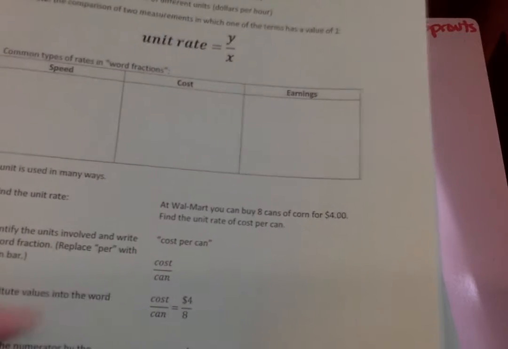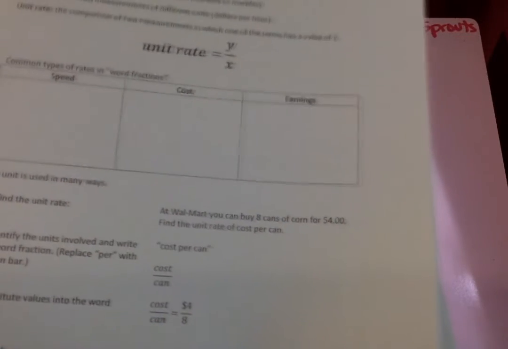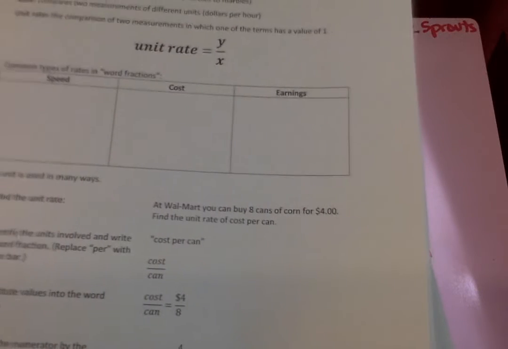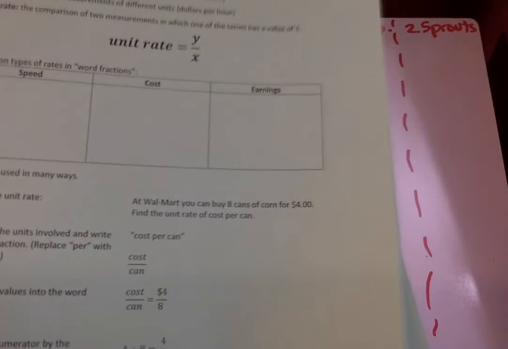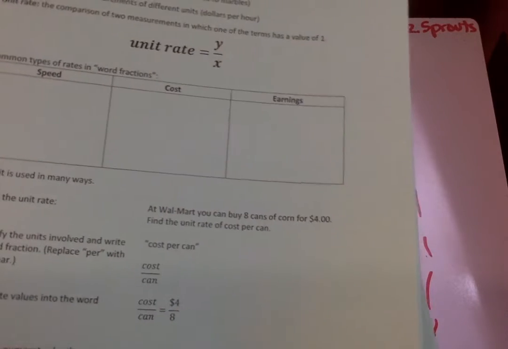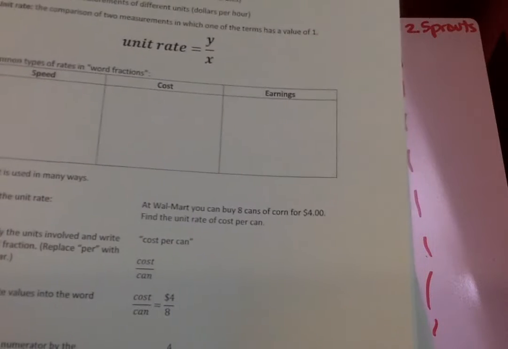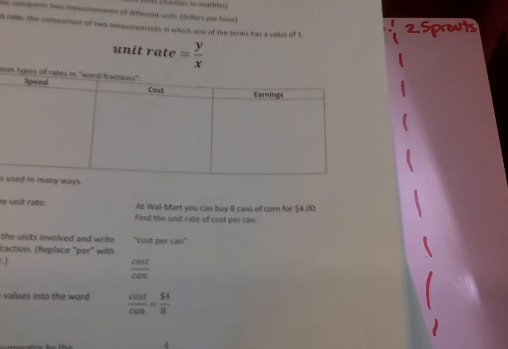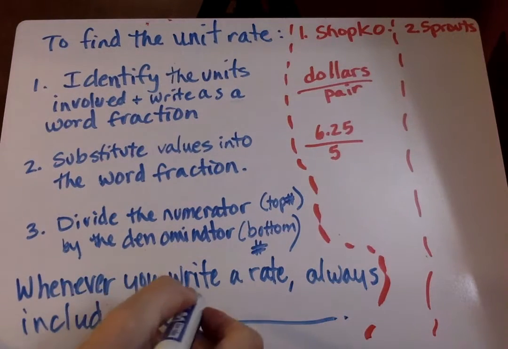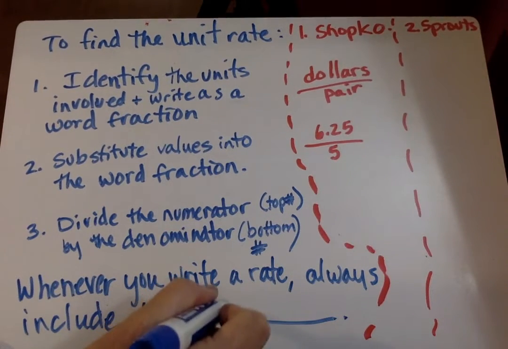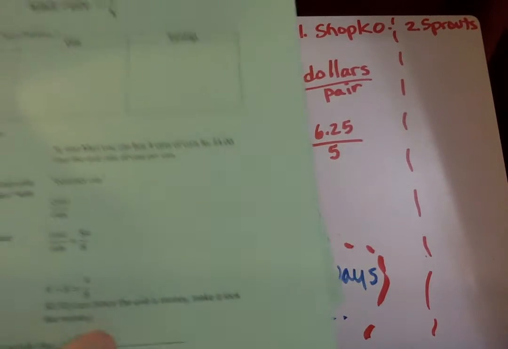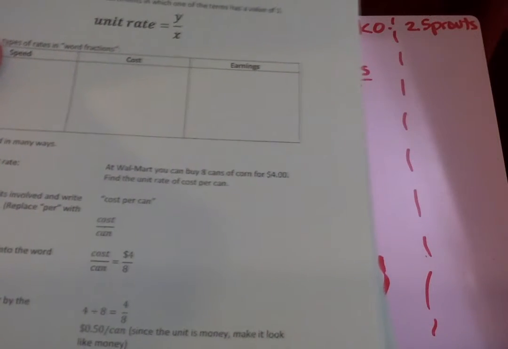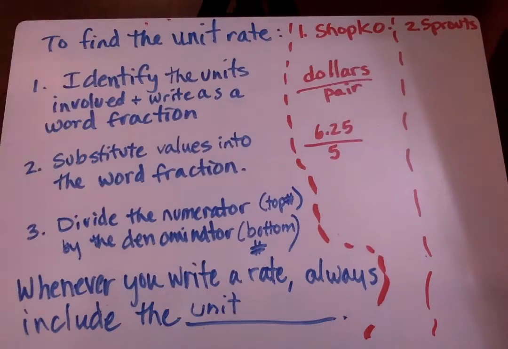Substitute values into the word fraction, $4 for every 8 cans. Divide the numerator by the denominator, 4 divided by 8. In this case, we don't leave it as 1/2. Since the unit is money, we make it look like money. See how it's 50 cents per can. Whenever you write a unit rate, you always include the unit. In that case, it was 50 cents. They have the dollars and the cent sign, if you notice that. Include the unit right there. So it's 50 cents a can.